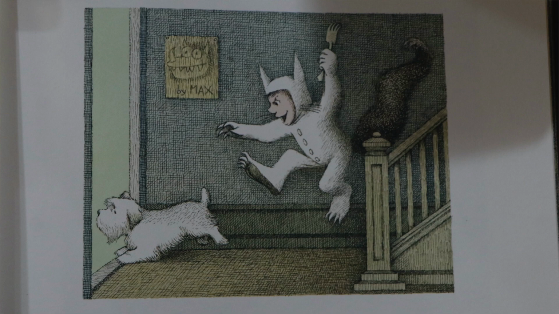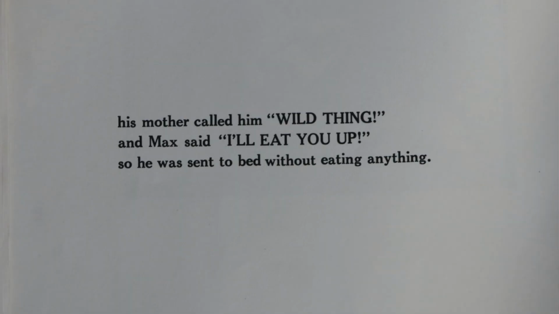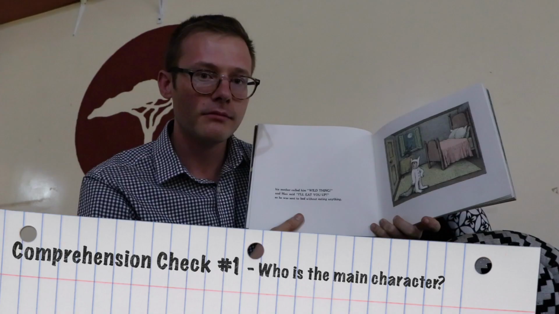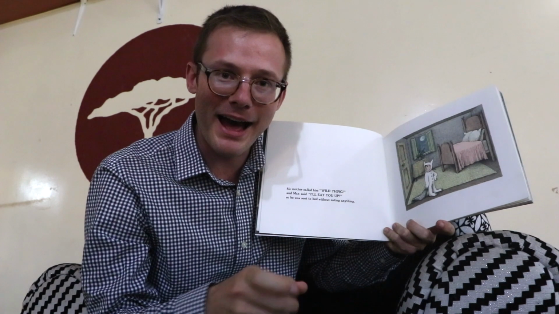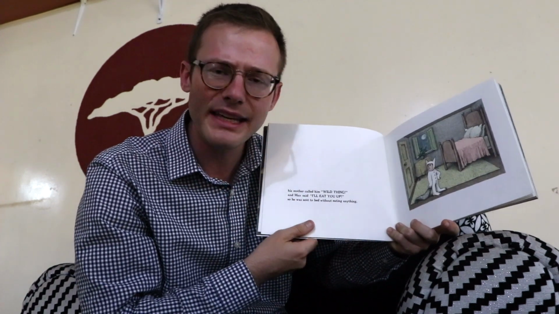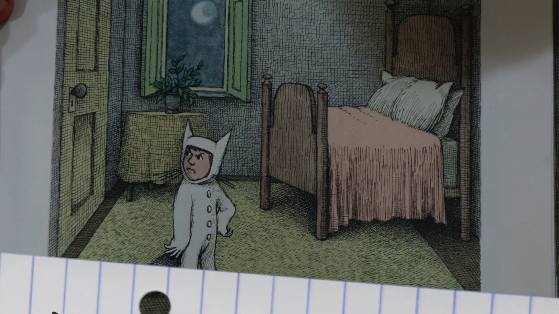"His mother called him Wild Thing. And Max said, 'I'll eat you up.' So he was sent to bed without eating anything." So, who is the main character in this story? That's right, it's Max, okay? And why was Max sent to bed without eating anything? He had no supper, no dinner.